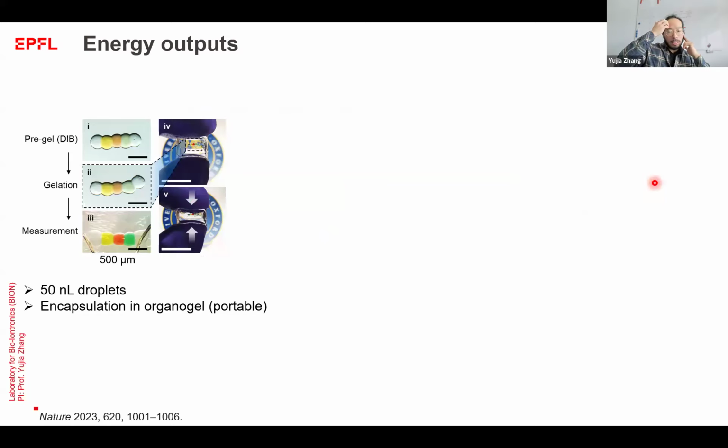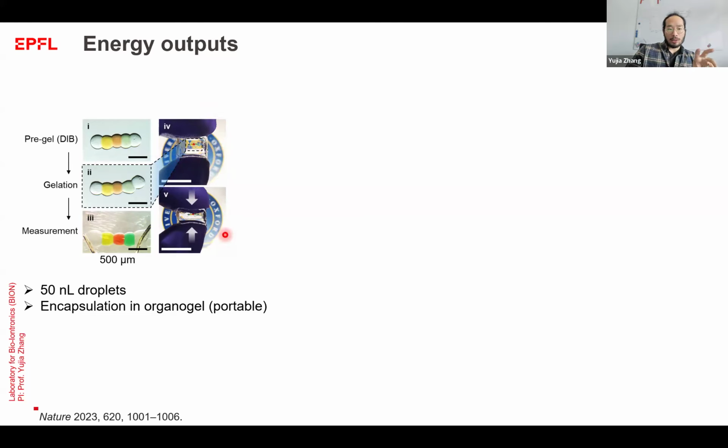So here are some basic outputs of the droplet battery. This is the photo showing actually the structure. I need to mention the color is from colorful dyes. It's not the original color of those polymers. And we can deposit very small droplets. In this case, each droplet is about 100 or 200 micrometers. And the whole network can be encapsulated into, let's say, an organogel, which is flexible and stretchable and even compressible.